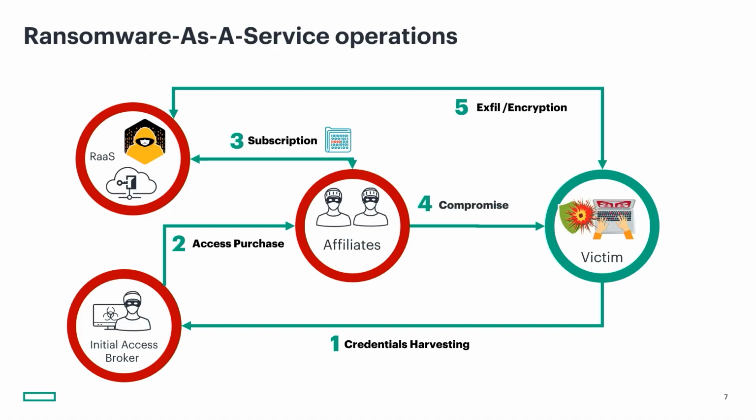And then you have the affiliates. The affiliates are the ones who actually do ancillary work. They develop, for example, keyloggers, or they develop information stealers. And they're also the ones who identify what victims are out there, and they could even be the ones conducting the actual attack.